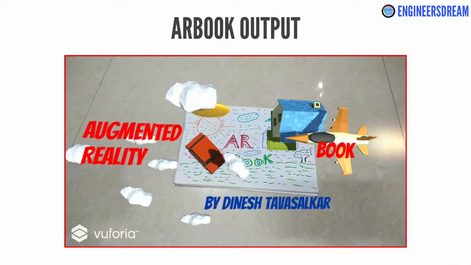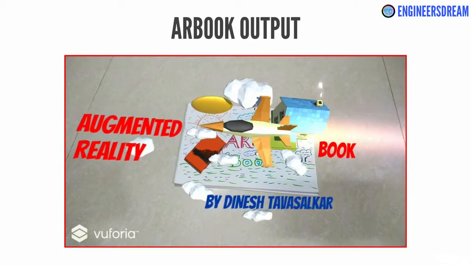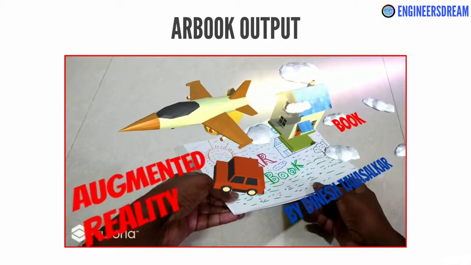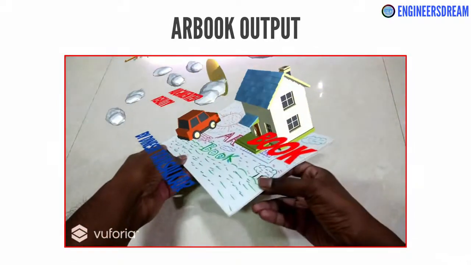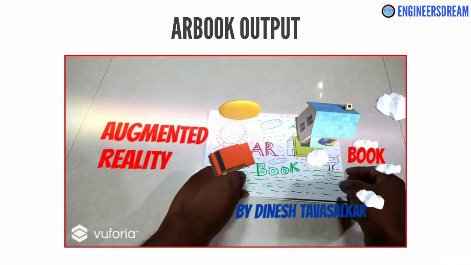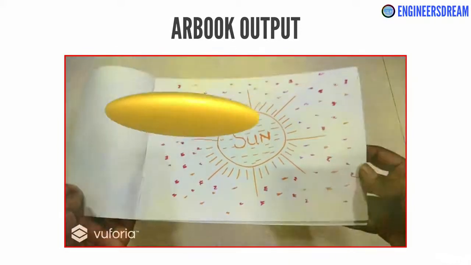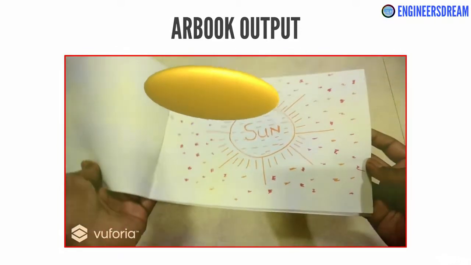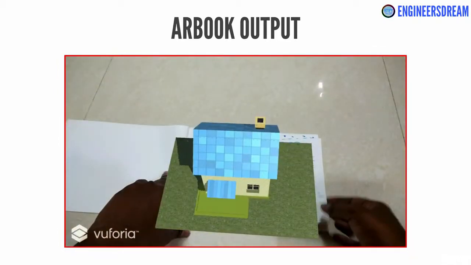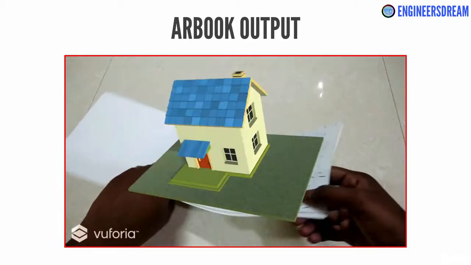If we look at all the image targets in detail, then in the first image target, that is the AR book image target, the sun, house, car and 3D text models are constant in one place. The aeroplane and the cloud models are moving towards each other and after few seconds they move out of the screen. In the sun image target, the sun model is also constant in one place and there is this yellow dust coming out from the sun. In the house image target, the house model is also constant in one place and is not moving.